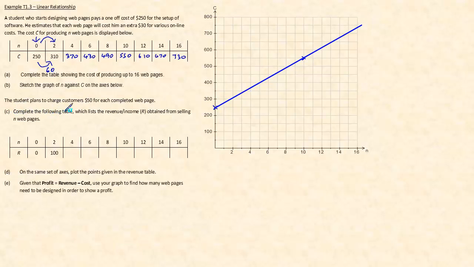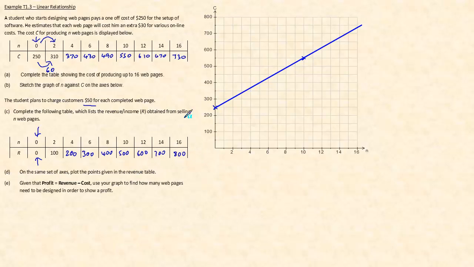The student plans to charge customers $50 for each completed web page. Complete the following table, which lists the revenue or income obtained from selling N web pages. So $50 a page. If he doesn't sell any, he doesn't make any money. And then these are going up in 2s. 2 lots of 50s are 100, so these are going to go up in hundreds. So 200, 300, 400, 500, 600, 700, 800.